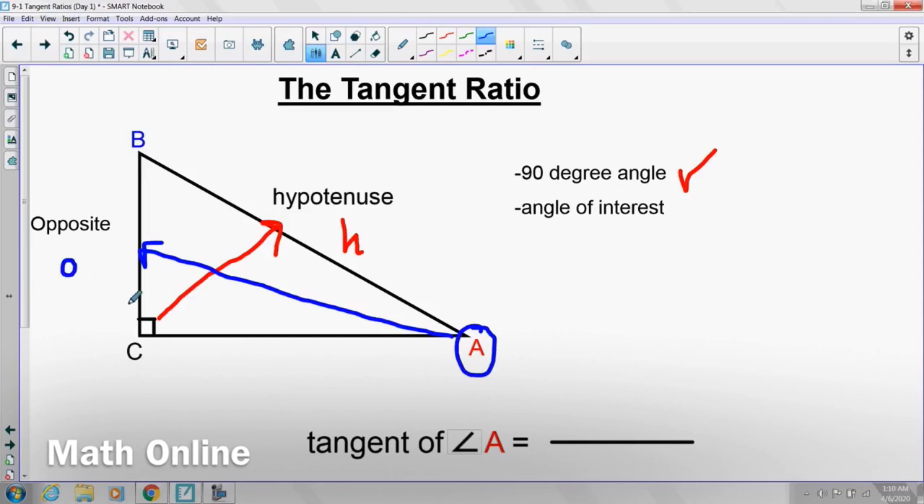Got it? All right. Now we have two sides with a specific name: the hypotenuse, which is across the 90-degree angle, and we have the opposite side, which is across the angle of interest. Got it? All right. Now we have another leg, another side that has no name yet. Well, that side that has no name, we're going to call that the adjacent side. So we're going to call this adjacent side.